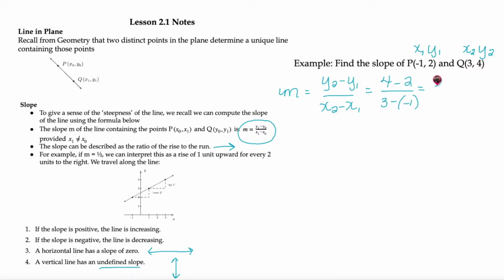Most of you could probably do this in your head, but our slope is 1/2. So we would rise 1 unit, and then we would run to the right 2 units. And this would be a pattern that would go over and over and over again.